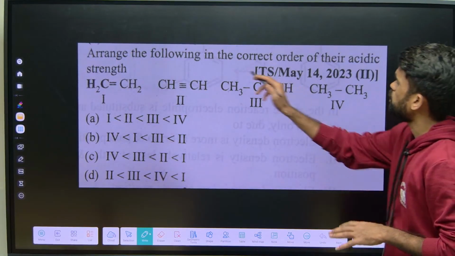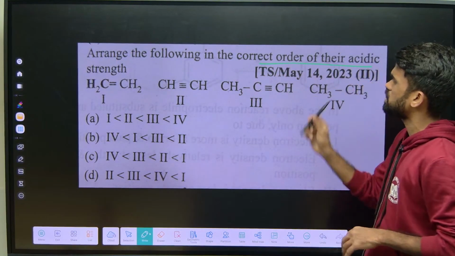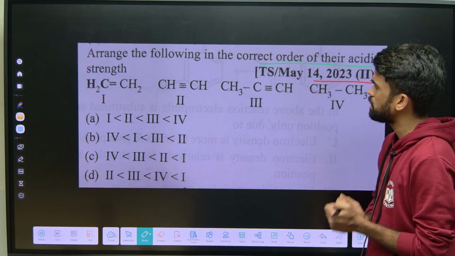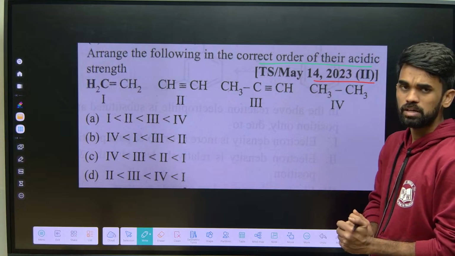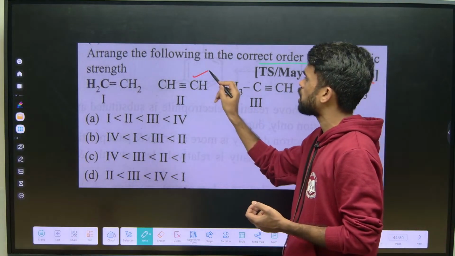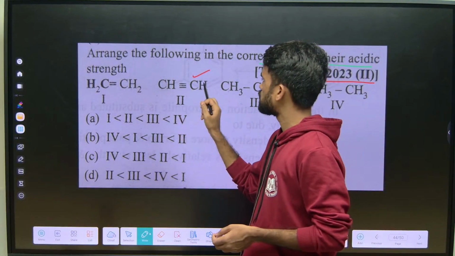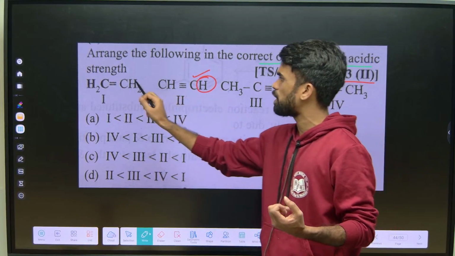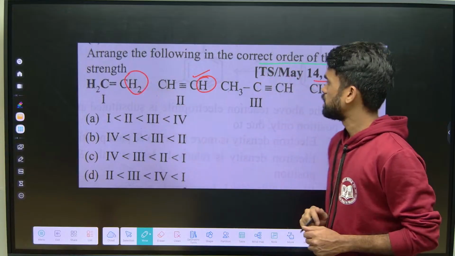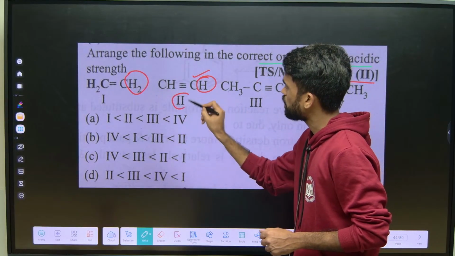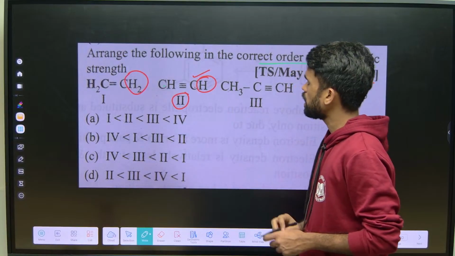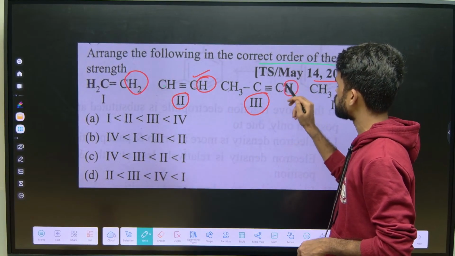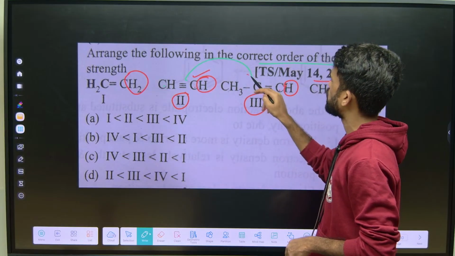See, arrange the following in the correct order of their acidic strength. Again, this is a PYQ question of EAPCET. So how can you answer this? See, whenever there is a triple bond, it will have sp carbons. The hydrogen attached to an sp carbon will be more acidic when we compare with sp2 and sp3. Therefore, the second one has sp hybridized carbons, and the third one also has sp hybridized carbons with one nitrogen. So out of these two, one will be more acidic, but which one?